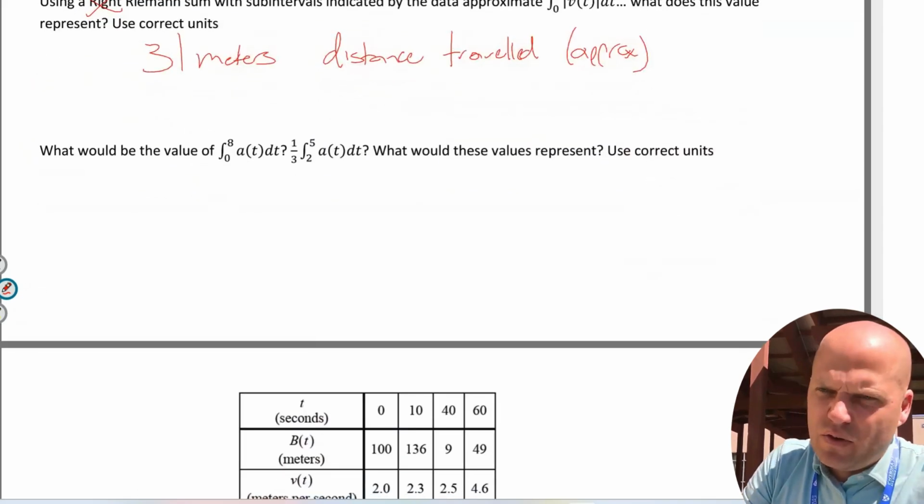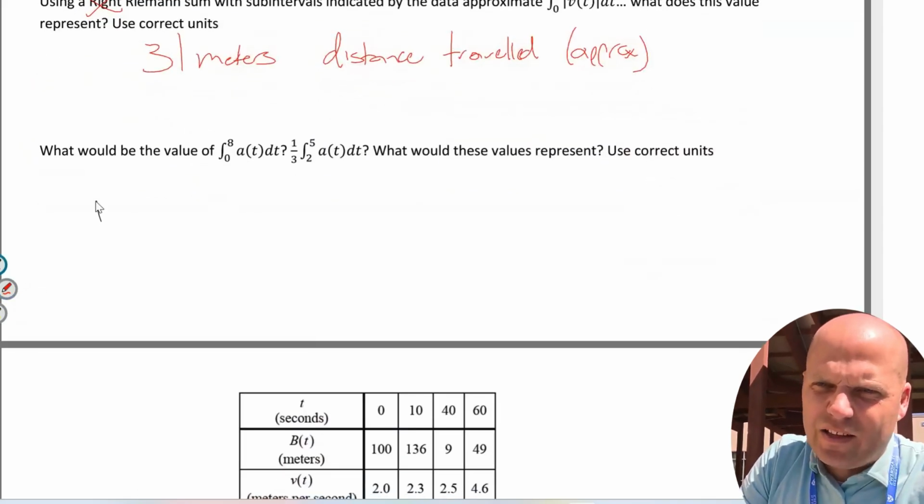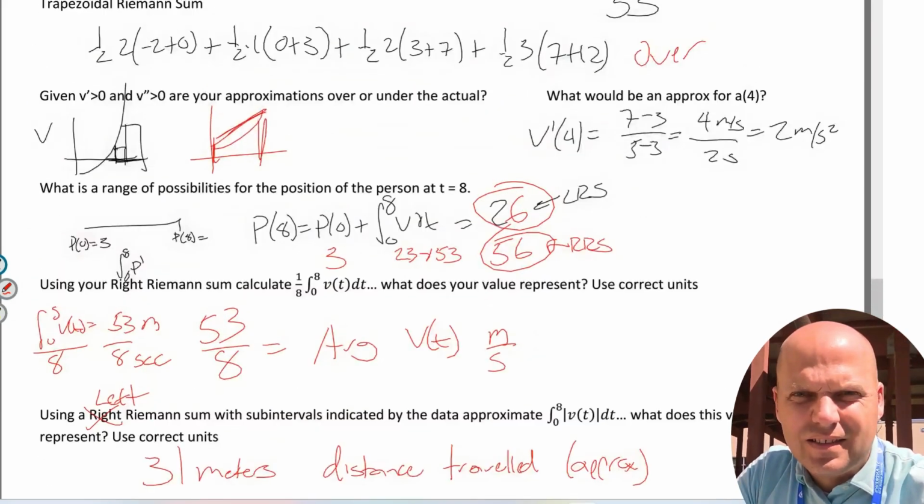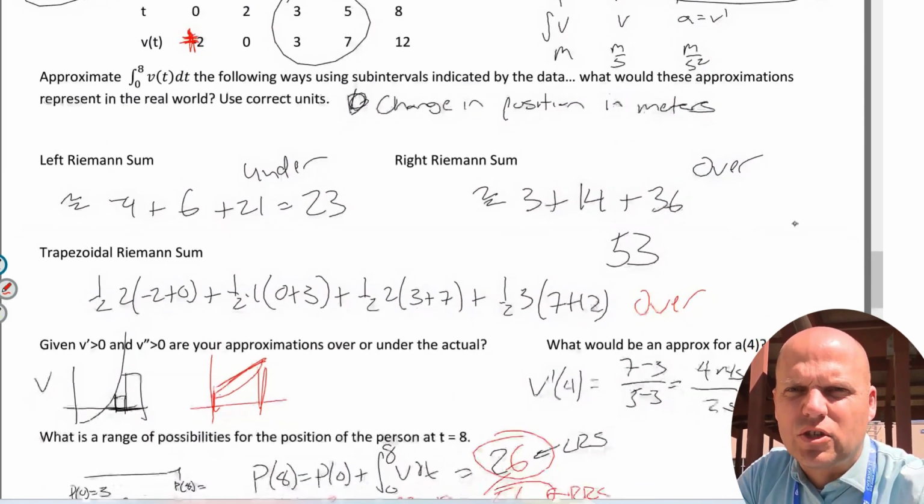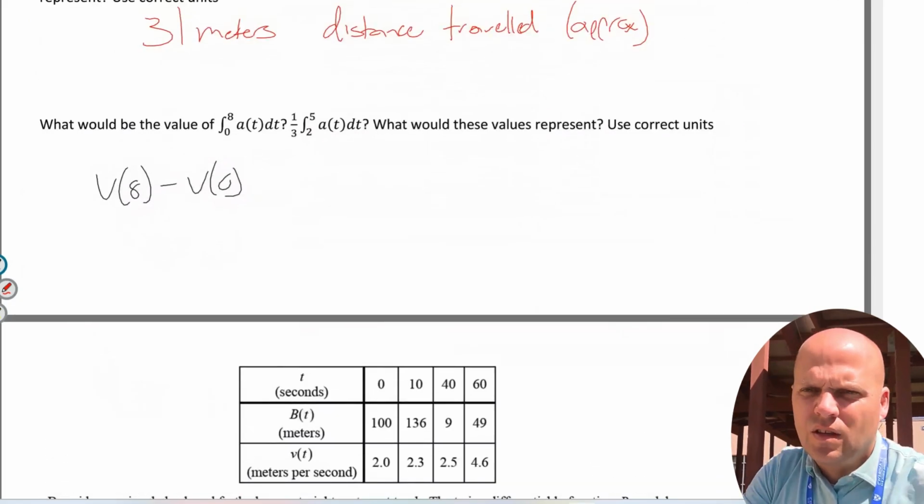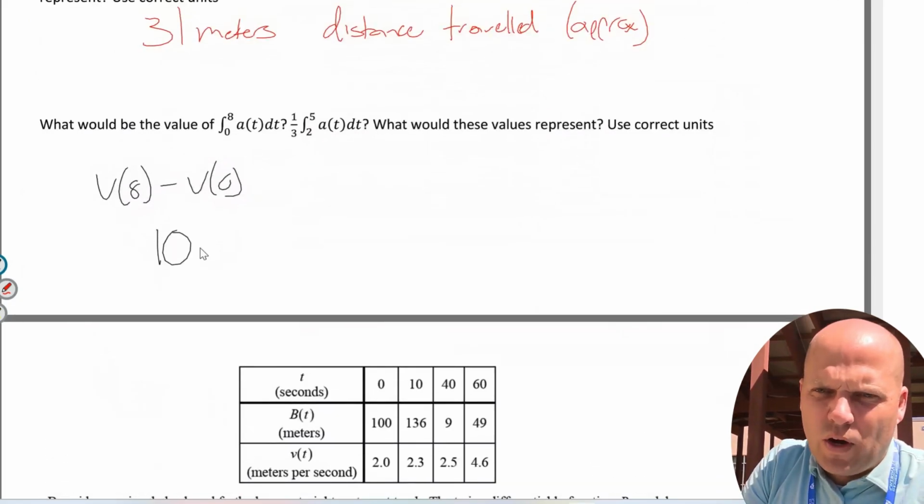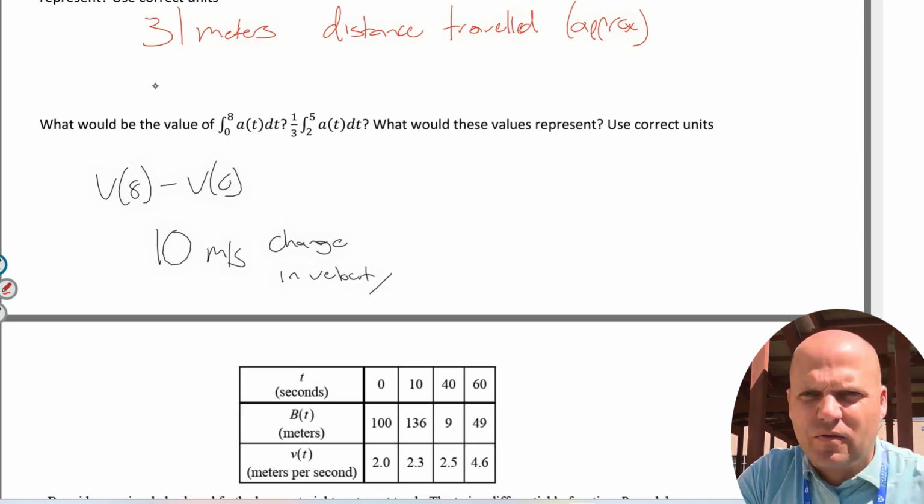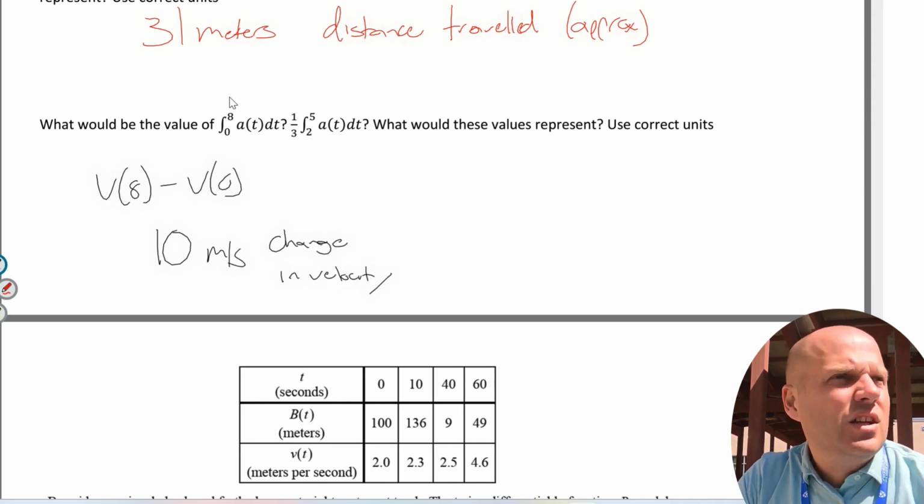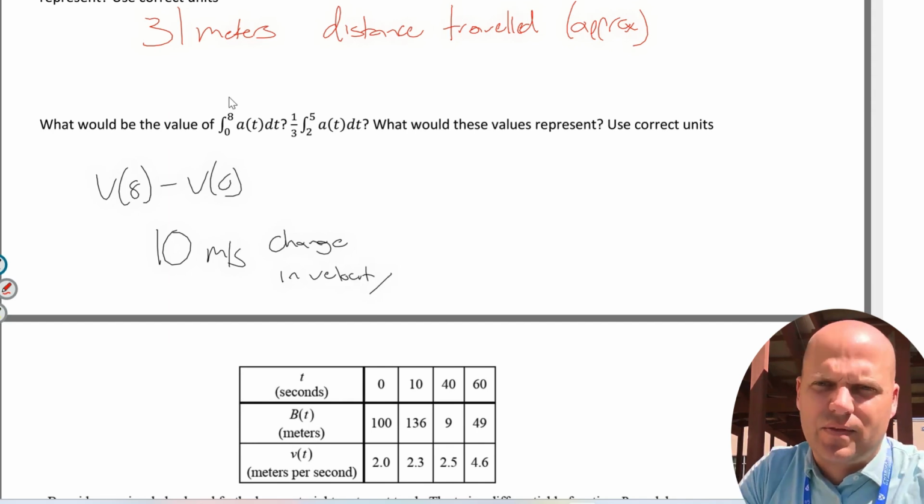What would be the value of the integral from 0 to 8 of a? It'd be v of 8 minus v of 0. What is v of 8? It's 12. V of 0 is 2. So 10. What are the units? Meters per second. It is the change in my velocity. This is the fundamental theorem of calculus. An accumulation is equal to the change in the antiderivative.